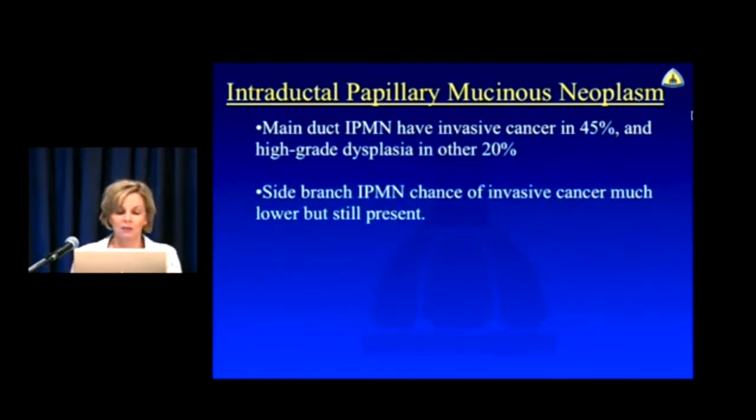Main duct IPMNs have invasive cancer in 45%, and they have high-grade dysplasia in 20%. That's why if it's involving the main duct, you're going to be more aggressive. Side branch IPMNs with invasive cancer is much lower but still present, probably maybe 10 to 15% in some cases, depending on the size.